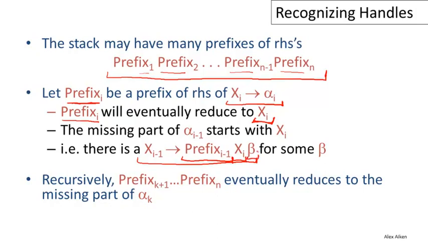And then there's going to be some more stuff possibly that we're waiting to see even after the xi is put there. And recursively, all the prefixes above prefix k eventually have to reduce to the missing part of the right-hand side of prefix k, the alpha k that goes on the right-hand side. All right, so I have this image that you have a stack of prefixes. We're always working on the topmost prefix on the stack. So we'll always be working here at the right end, shifting and reducing.